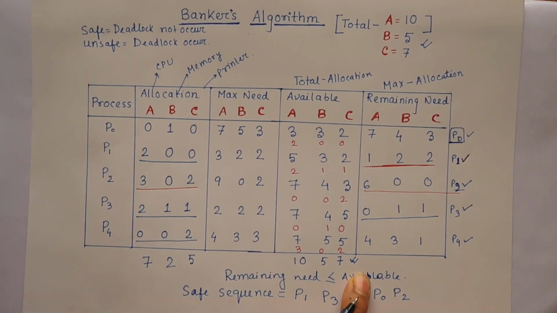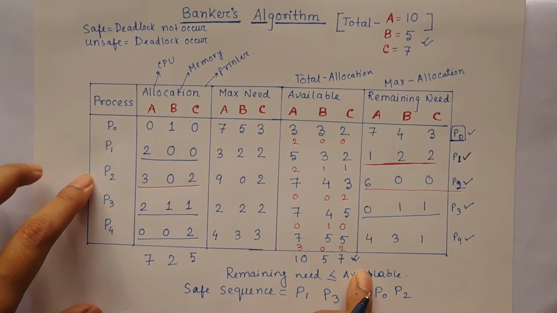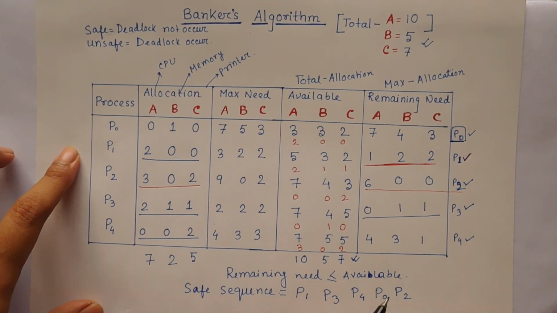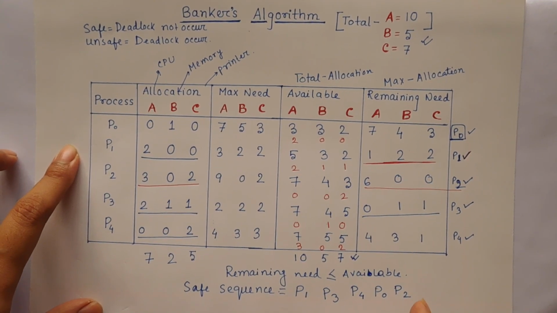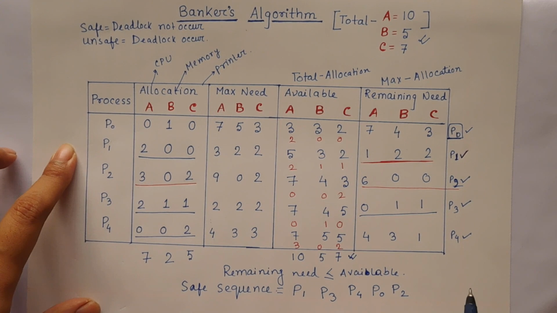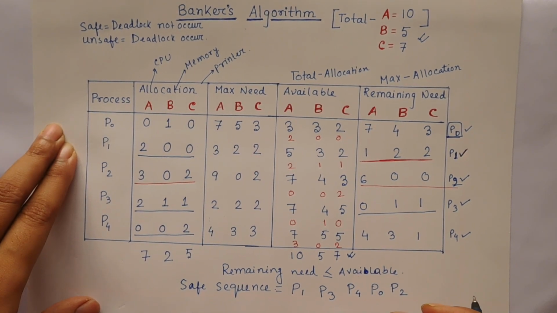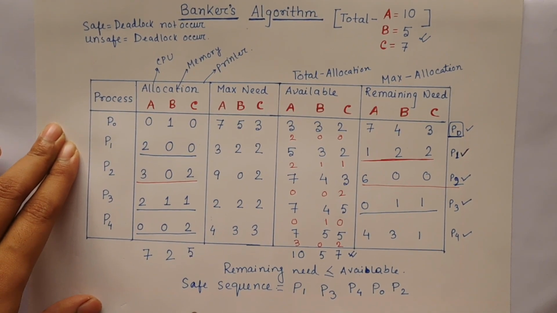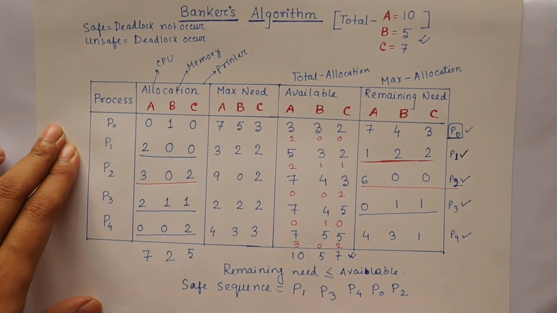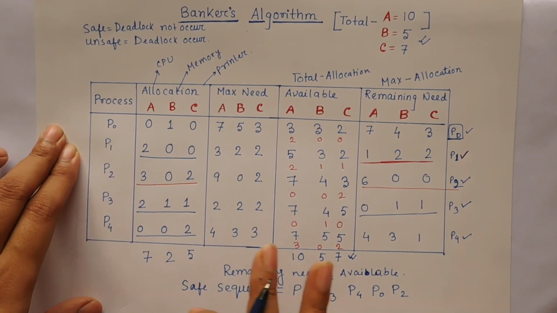So here we found a safe sequence through this Banker's algorithm. Now, a most important thing is that there is more than one sequence. We can find more than one safe sequence through this algorithm.